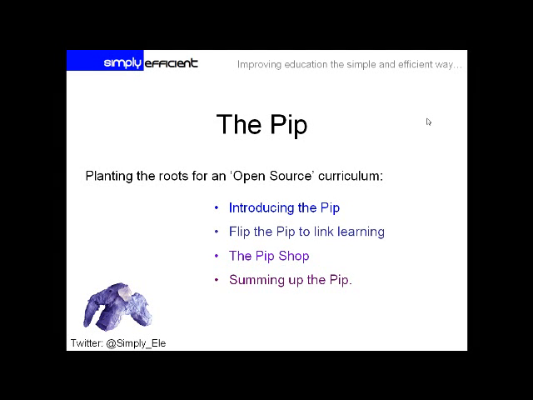The pip is something I'm planning to develop that can provide the roots of an open source curriculum. It builds on from an online reporting system I invented to allow parents and other stakeholders to see learning and progress of my class as it happens.